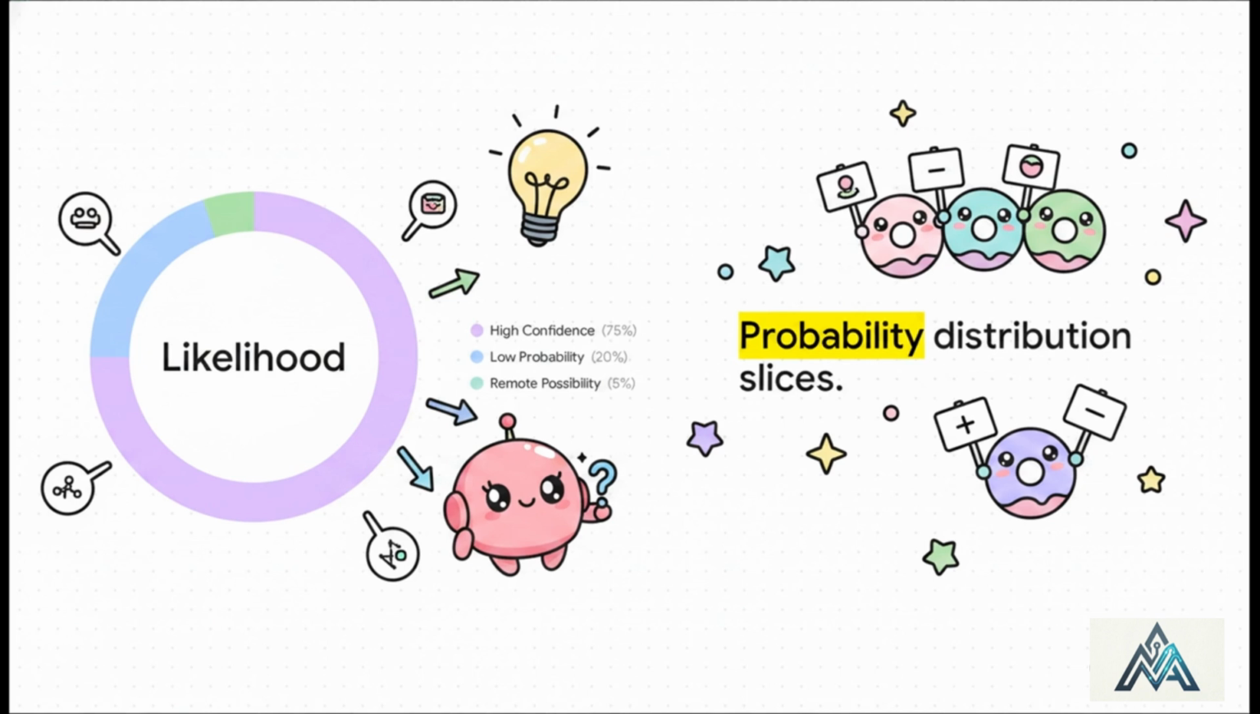When an AI model like ChatGPT predicts the very next word in a sentence, it's looking at these probabilities. A large slice means the AI is highly confident. A thin sliver means it's just a remote possibility. It's basically how the AI weighs its options before it speaks.